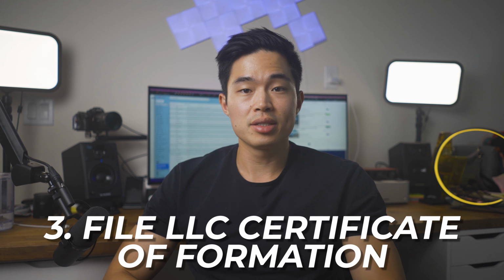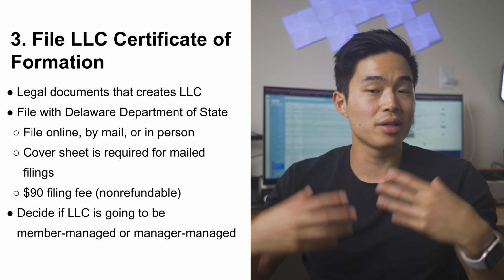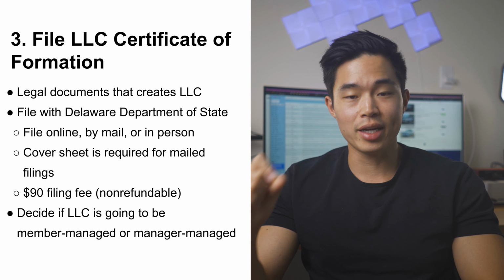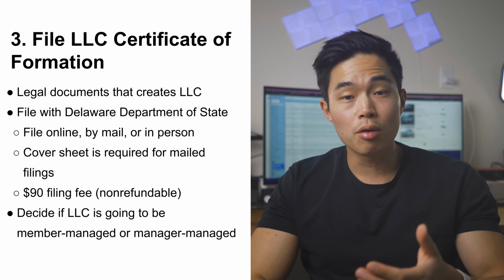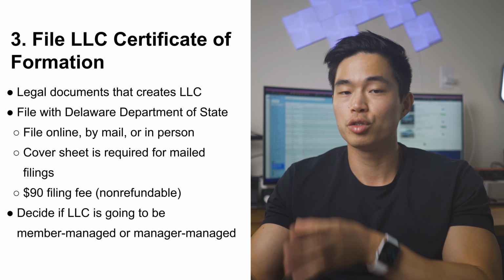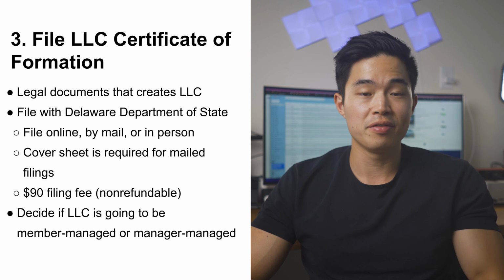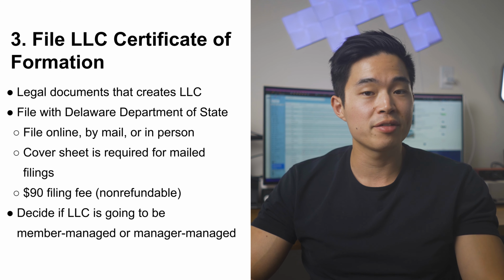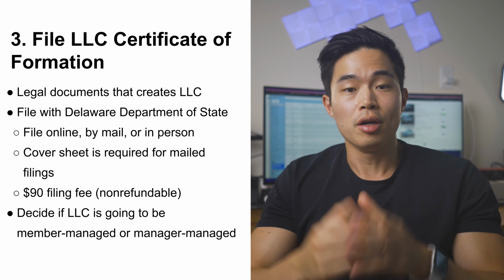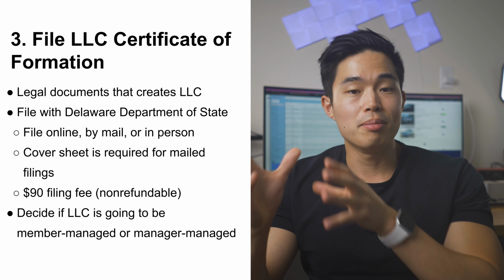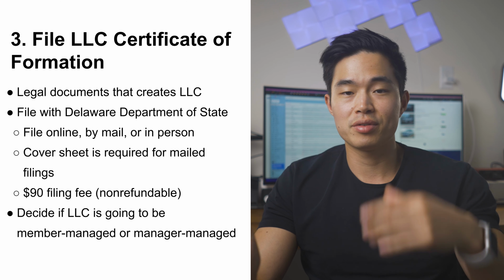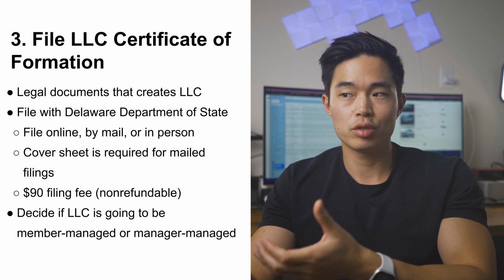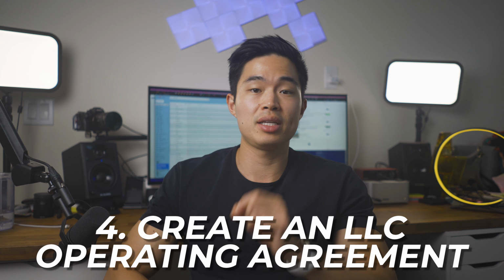Three is you're gonna file your LLC certificate of formation. So these are the legal documents that basically create your LLC. You're gonna file these with the Delaware Department of State, and this can be done online, by mail, or even in person. For most of you guys, I'd recommend doing this online. A cover sheet is required for mailed filings, so it is a little bit more complex, and I don't recommend doing it that way. There's a $90 filing fee in Delaware, and this is non-refundable. And you're also going to have to decide if your LLC is going to be member-managed or manager-managed. And for 99% of you guys watching this, it's going to be member-managed, aka managed by a member, which is yourself.